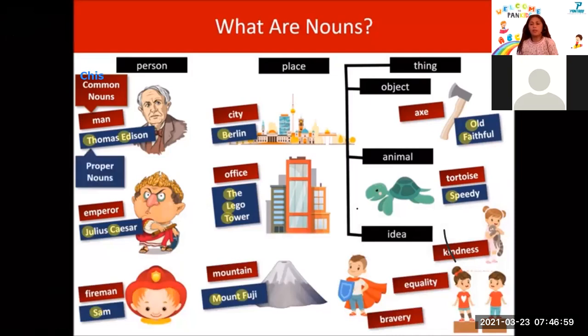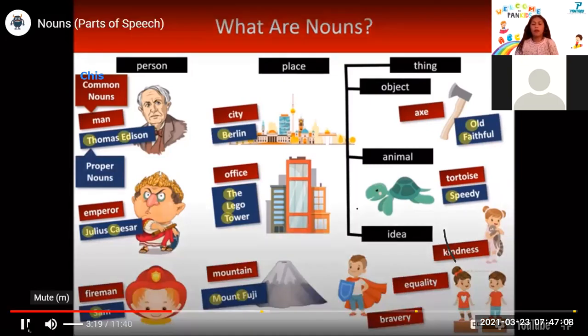The ones in blue are proper nouns. The two categories of noun are proper and common. The one here in yellow, can you see the yellow? The ones in yellow are in capital letters. They are proper nouns. And the ones in red are common nouns. Okay, do you understand this?